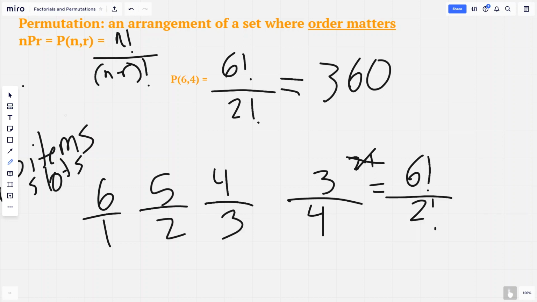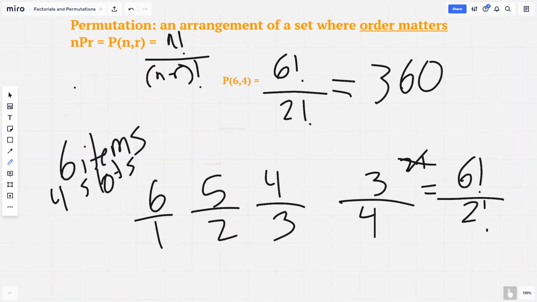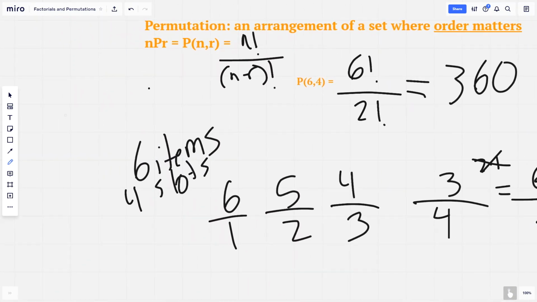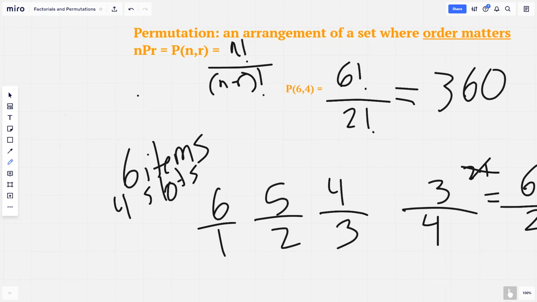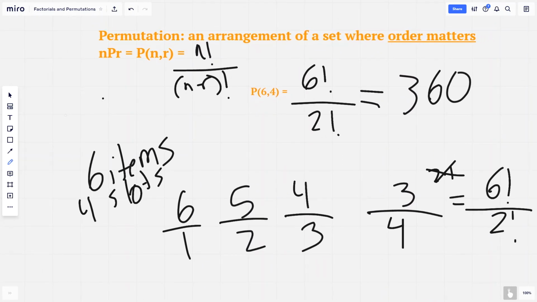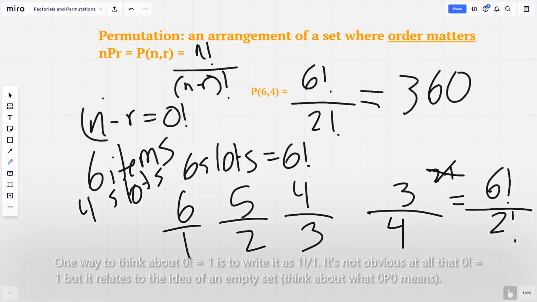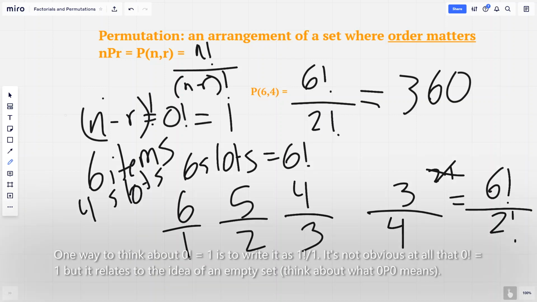So the n minus r represents the difference between how many slots there are and how many items we have. And the n factorial represents how many items we have. So when we take a permutation that's less than the amount of items we have, we get this formula. If we have the same amount of items, if we had 6 items and 6 slots, well, that would just be 6 factorial, because n minus r factorial, if n equals r, would be 0 factorial. And 0 factorial is simply 1.